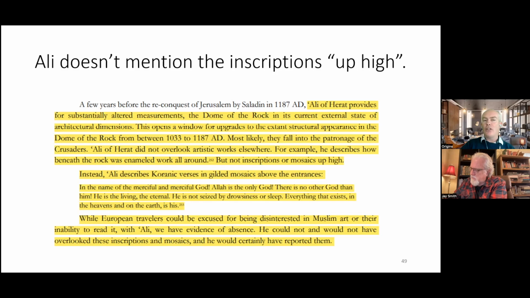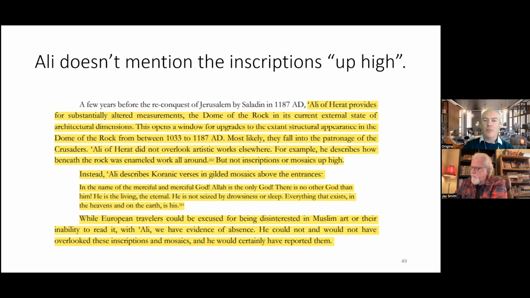As I say, it's just a few years before the reconquest of Jerusalem. So presumably Muslims got some control back of this Dome of the Rock, and they start putting in these verses, and they're just in the entrances. But there's clearly no mention of any inscriptions above the arcades. I think this is really damning stuff.